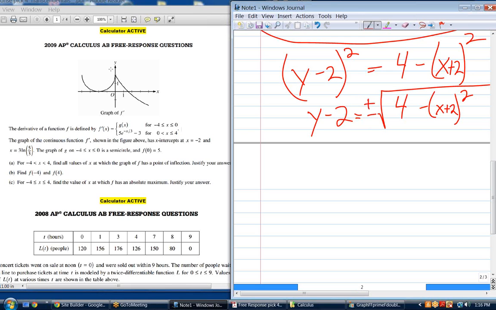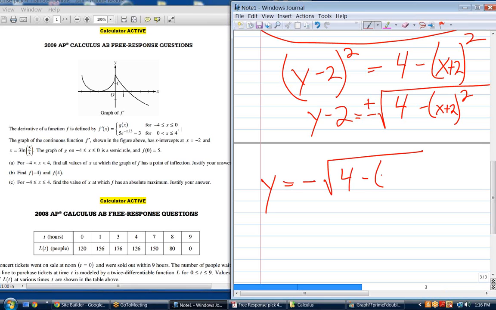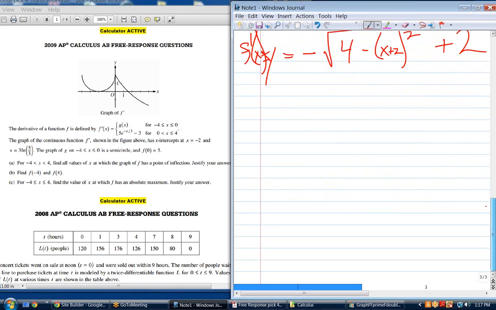Even though it's above the y-axis. It's above the y-axis because of this plus 2. So really what we have is the minus square root of 4 minus (x plus 2) squared, plus 2. So that is the equation of the first derivative. In other words, f prime of x is equal to this between minus 4 and 0. So we need to integrate this.